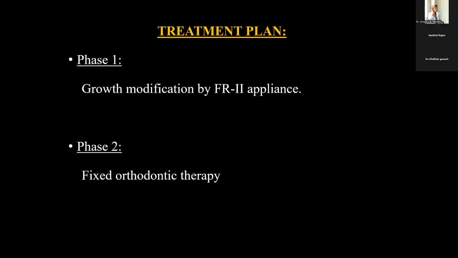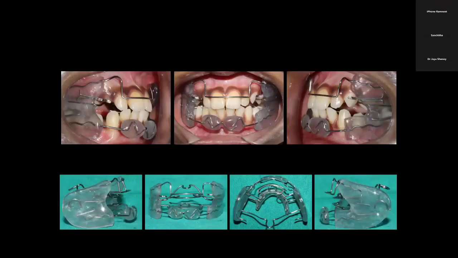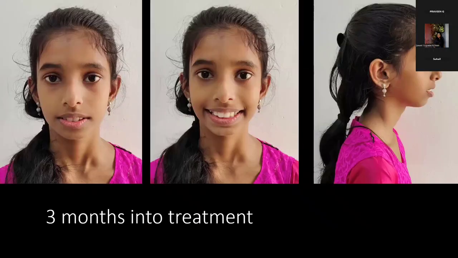So our aim in phase 1 was growth modification with FR, and then we will plan fixed orthodontics in phase 2 there. That was our plan. So we decided to give her an FR2 appliance to do the growth modification that can be done there. So it was given an FR2.